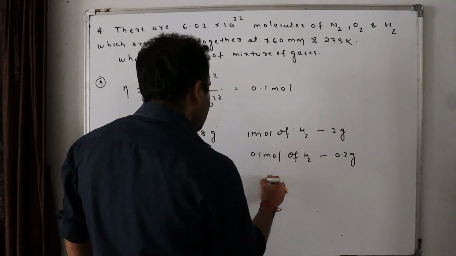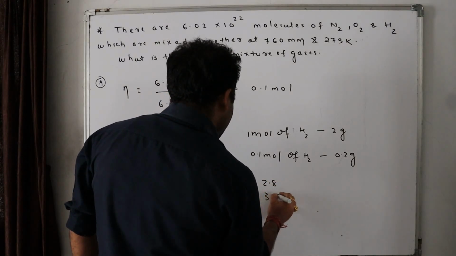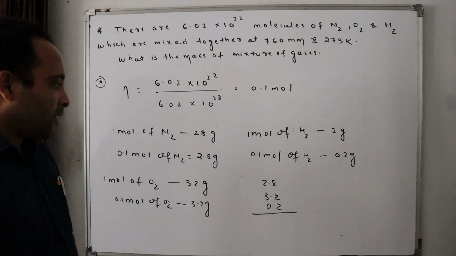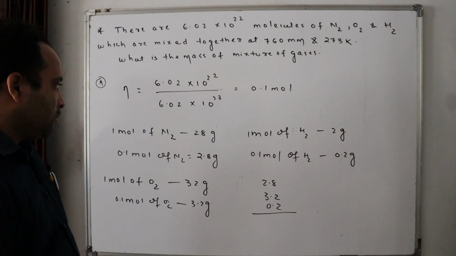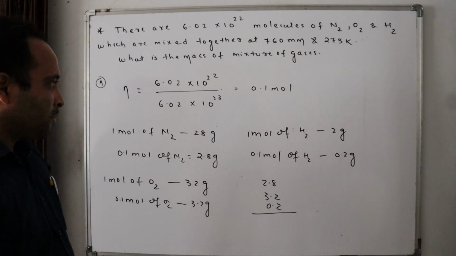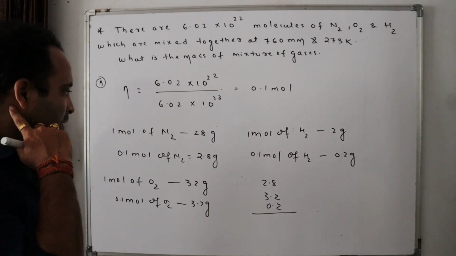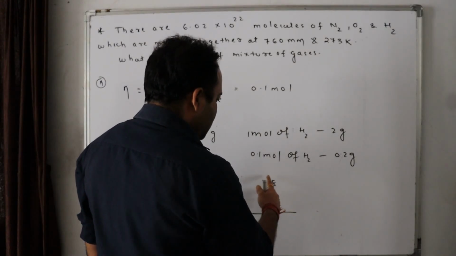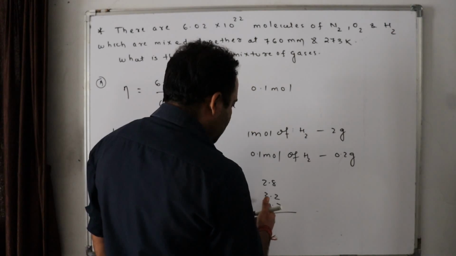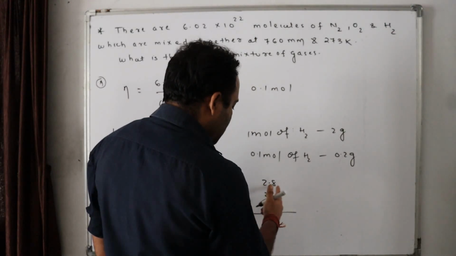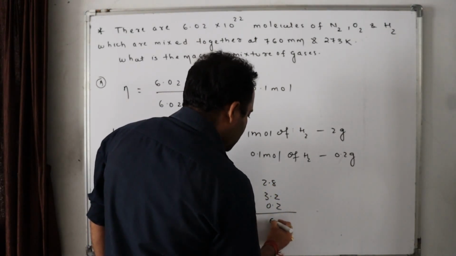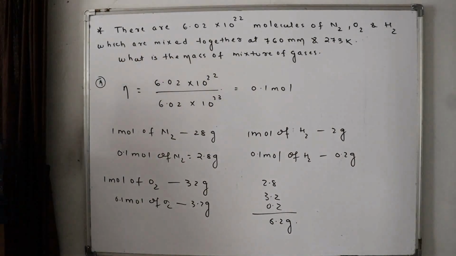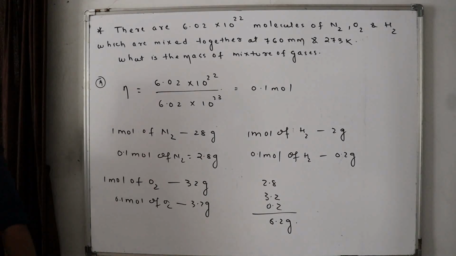Now what is the total mass? 2.8, 3.2, 0.2. How much? 3.2, 2.8, now 0.2. It comes 6.2 grams. Check it out. Please check the solution. Is it 6.2 grams? Easy.